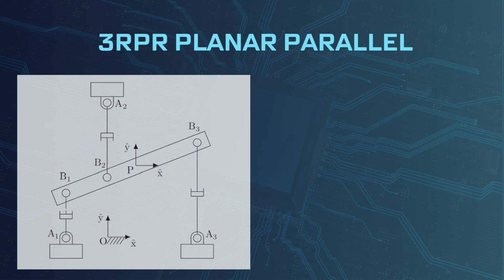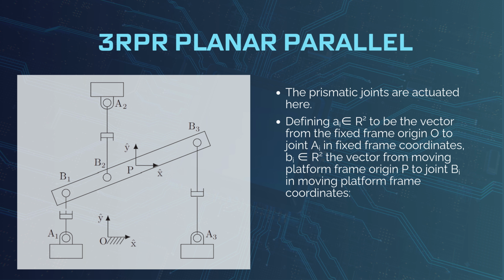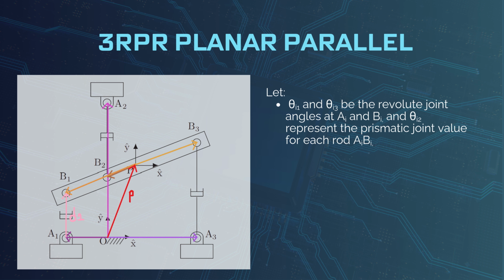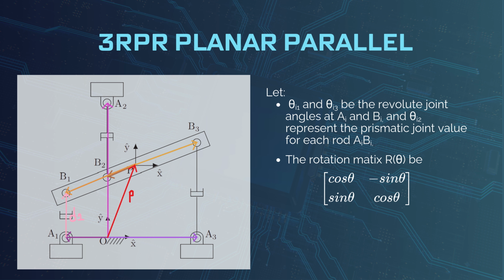Now, let's look at a 3RPR parallel planar mechanism. Here, the prismatic joints are actuated. We can define ai to be the vector from the fixed frame origin O to joint Ai in the fixed frame coordinates, and bi the vector from the moving platform frame origin P to joint Bi in moving platform frame coordinates. Just like we defined theta in forward kinematics in our course, let's define theta i1 and theta i3 as revolute joint angles at Ai and Bi, and theta i2 as the prismatic joint value for each rod Ai-Bi. The rotation matrix R(theta) can be defined as follows.